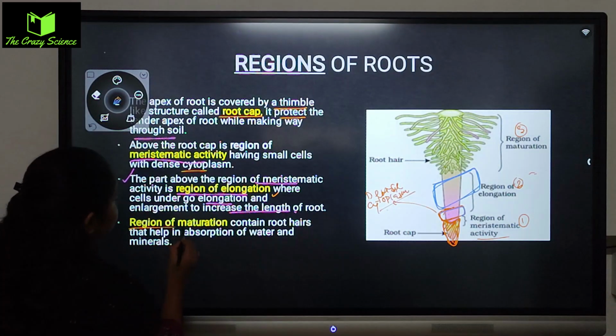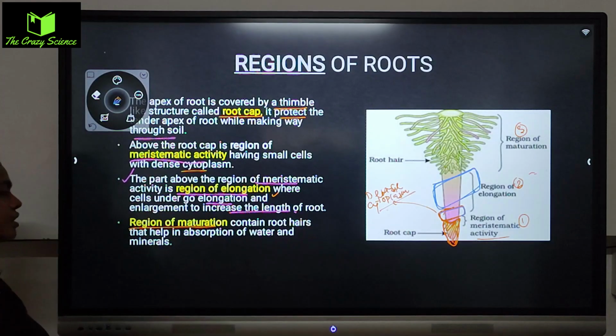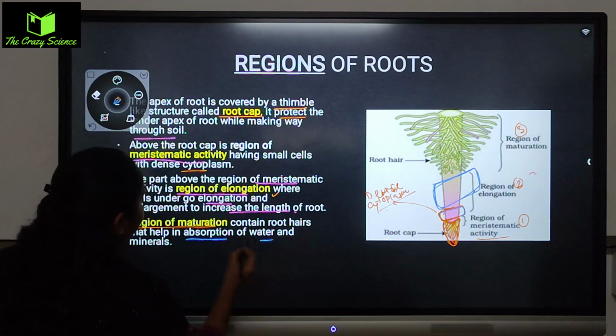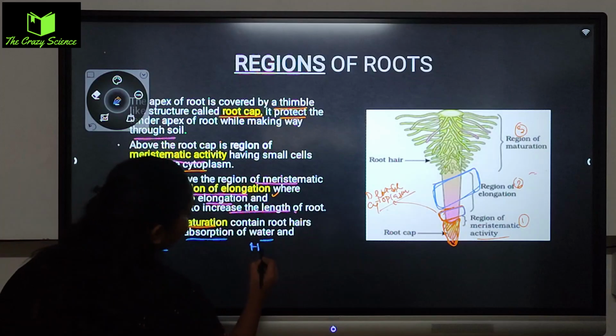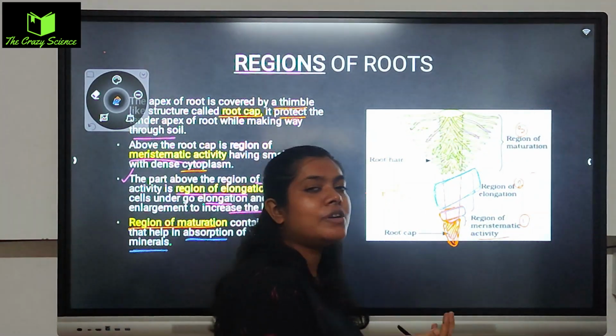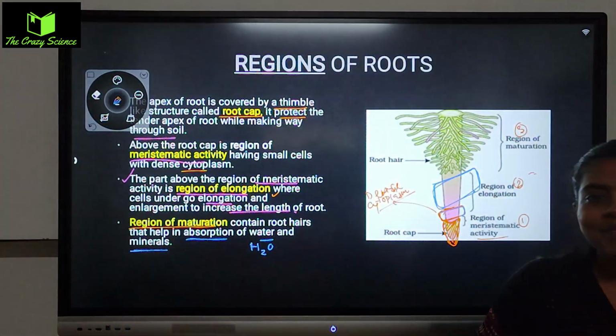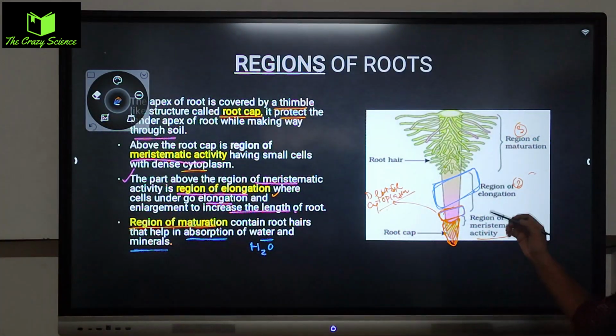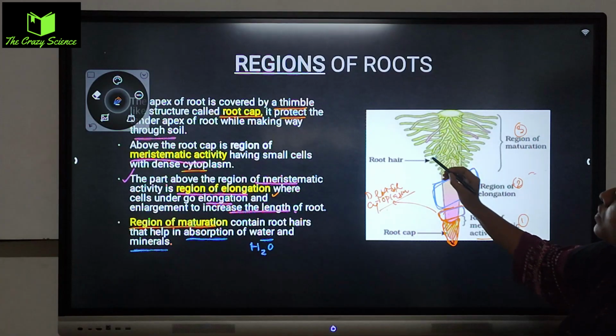Next is regions of the maturation, contains root hairs helping the absorption of water and the minerals. So water and minerals আমরা জানি, এটাকে আমরা থার্ড ডিগ্রি বা টার্শিয়ারি রুট সিস্টেমও বলে থাকি না, জাস্ট একটু আগে বললাম. তো জাস্ট ওটার পার্টটা, this is called the root hairs.